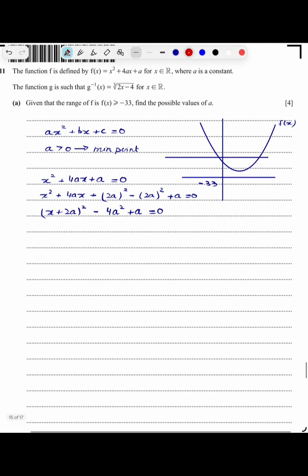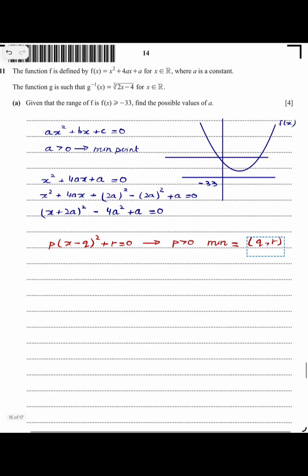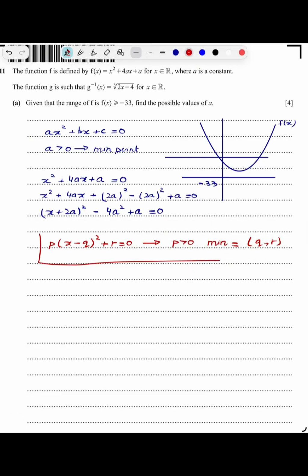Okay, so just remember that after completing the square, if I have an expression like this, let me use some other letters, p(x minus q) square plus r equals 0, then whenever the value of p is greater than 0, we have a minimum point, and the point itself has coordinates q and r. So the minimum point is (q, r). Okay, so in our scenario, what is the value of p? Okay, so the value of p is actually 1 here, which is greater than 0.